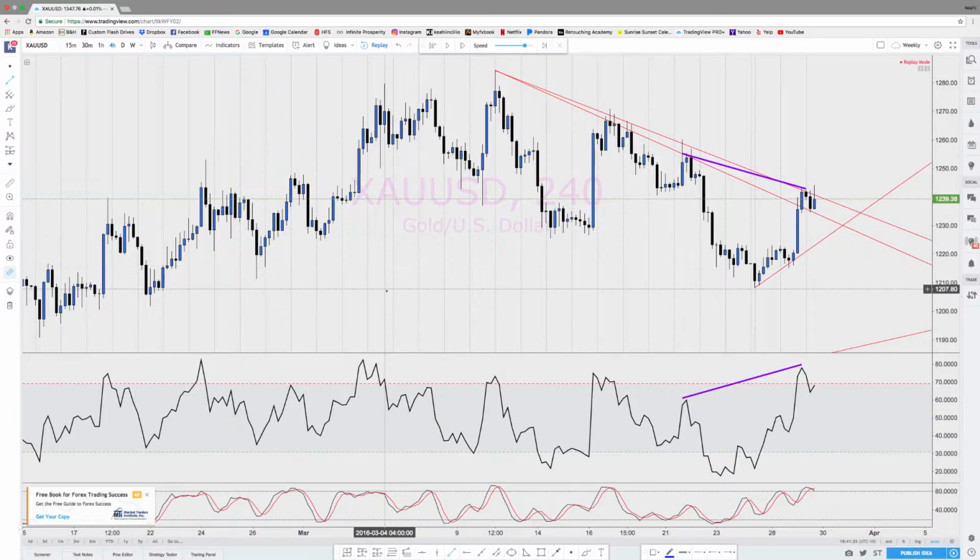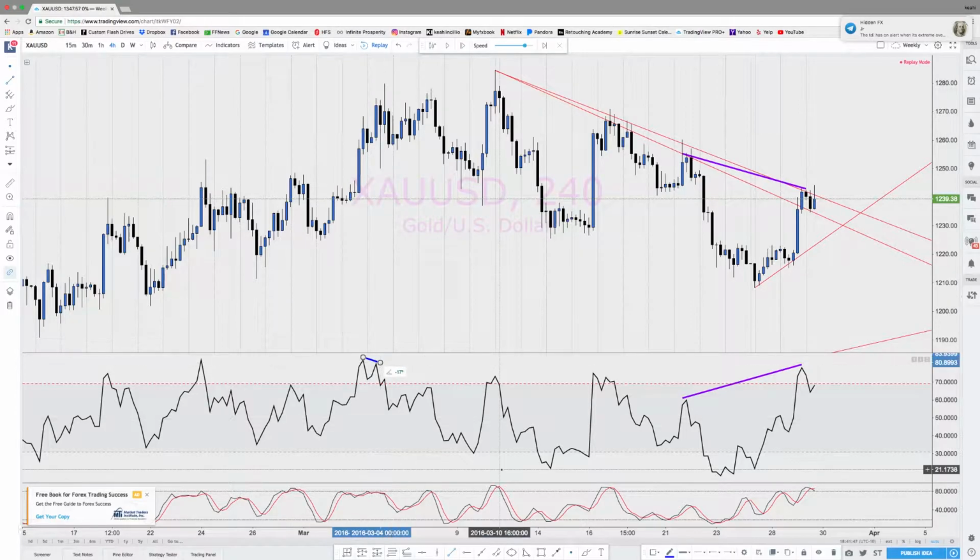We have a zone here. We have a zone here. And we'll take those two zones, and probably this hidden divergence zone. So we got divergence there.